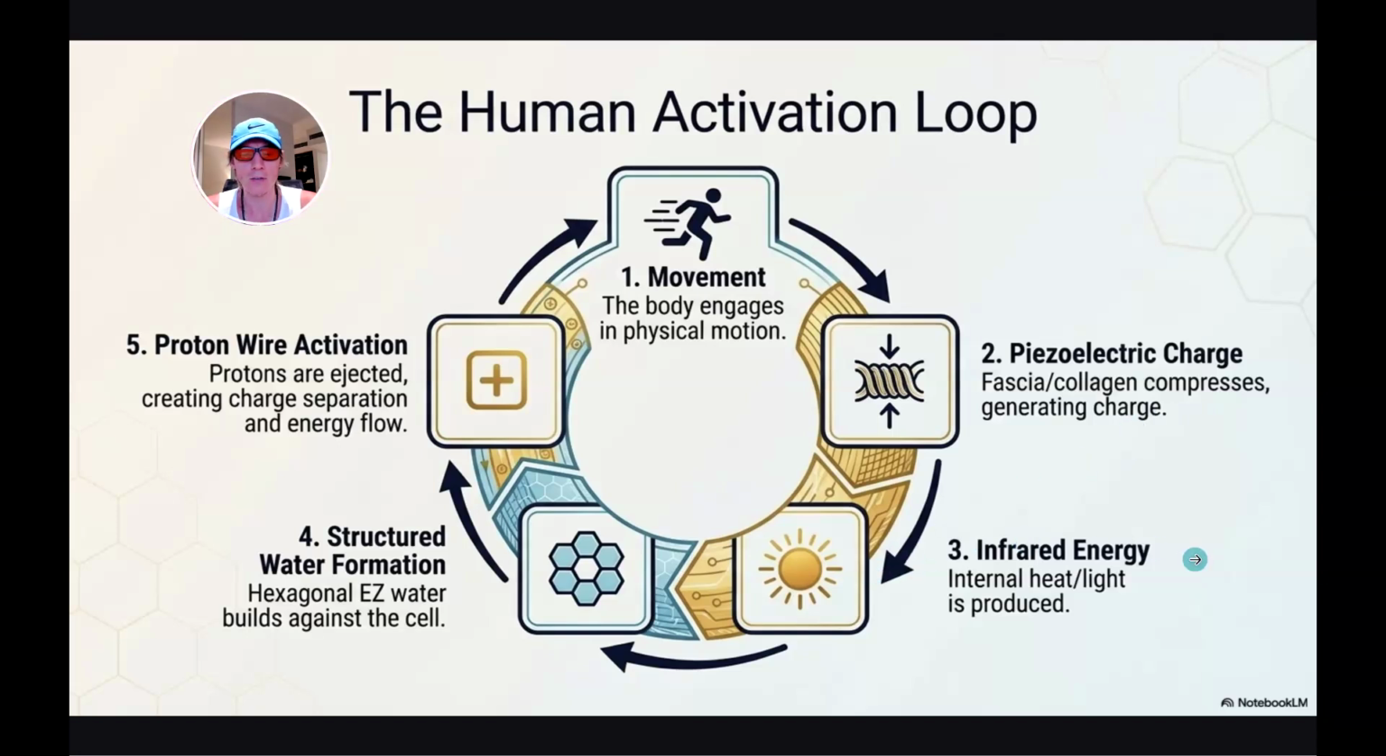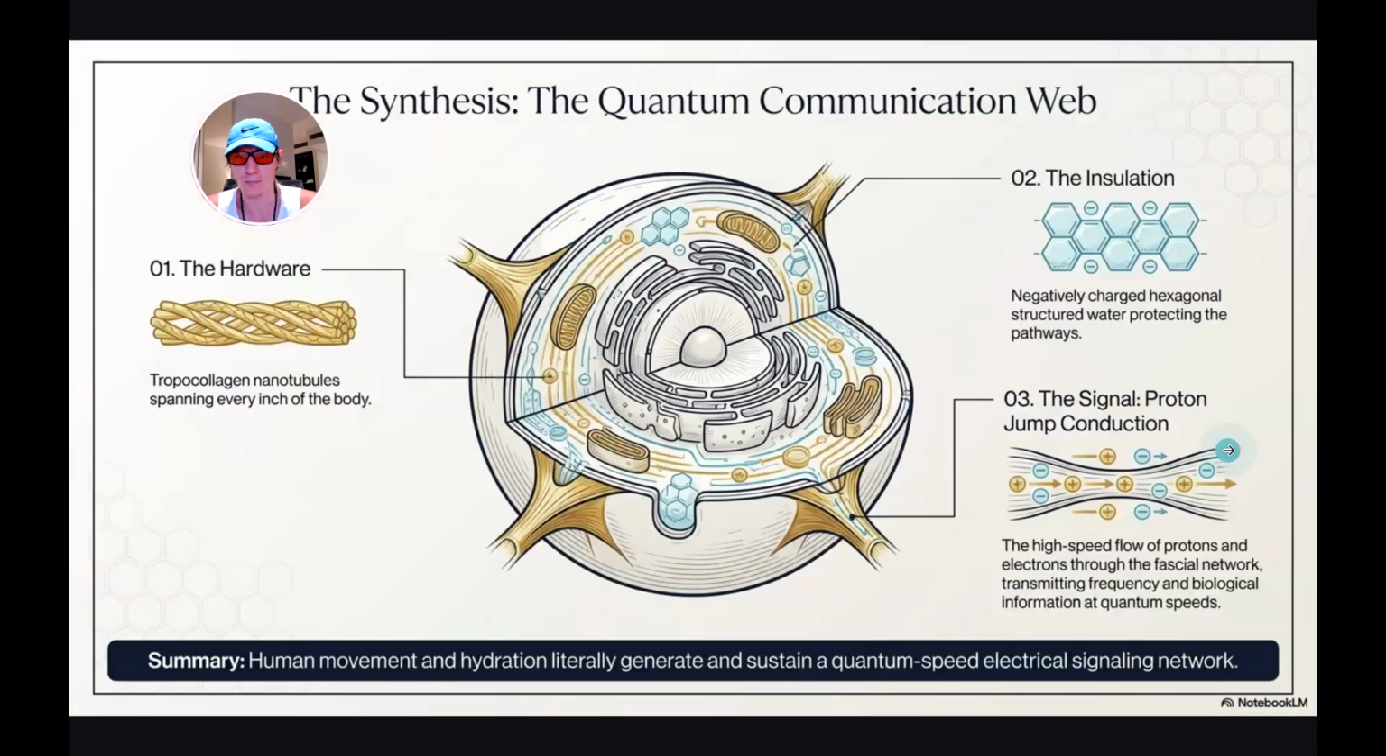Then we have the infrared energy. The internal heat, light, is produced. Then the structured water formation: the hexagonal EZ water builds against the cell. And then the proton wire activation: the protons are ejected, creating charge separation and energy flow.